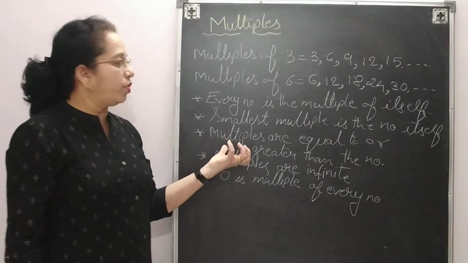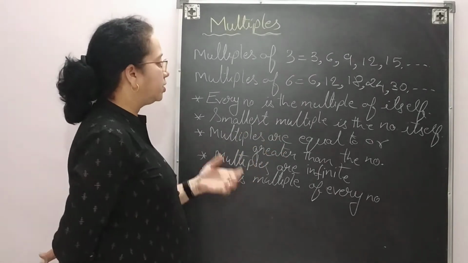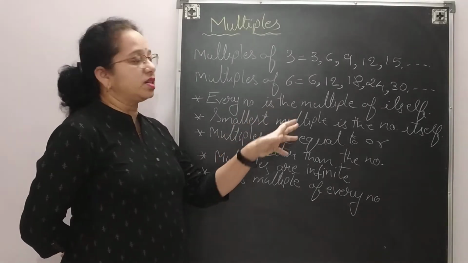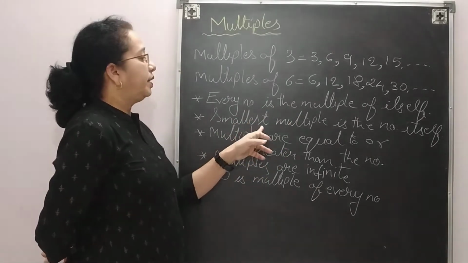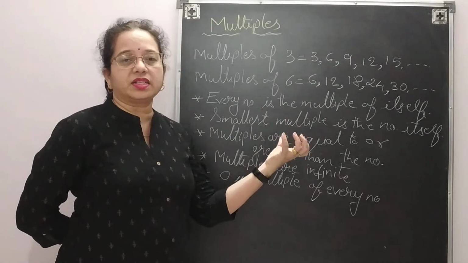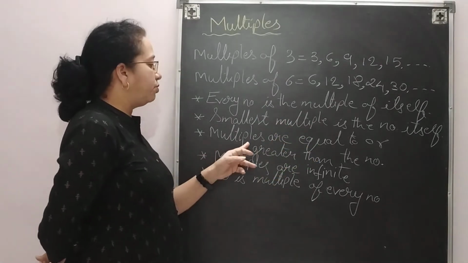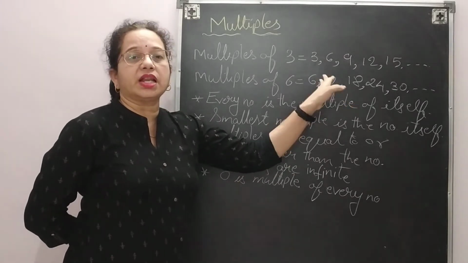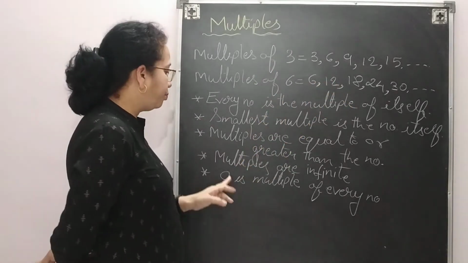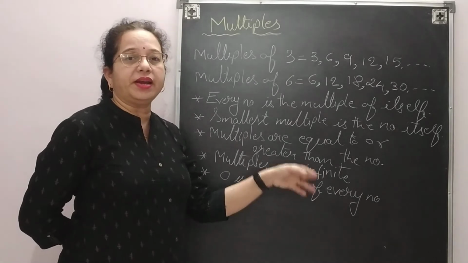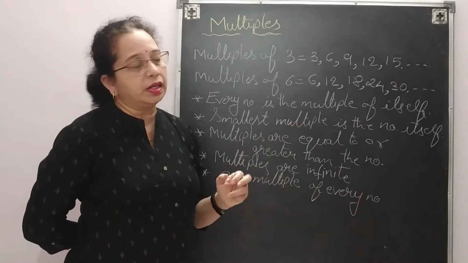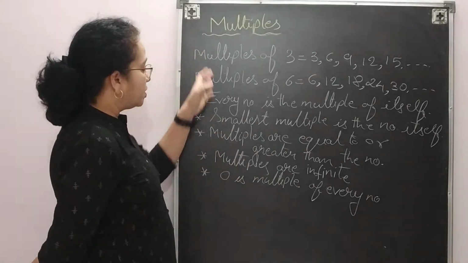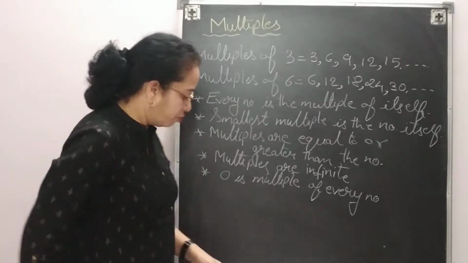Let me give a quick revision for factors. Factors, that was the greatest number of itself. Greatest number of the factor is the factor number itself. Here multiples are equal to or greater than, but the factors are equal to and smaller than. Multiples are infinite, but factors are finite. So this is the difference between multiples and factors. So this is all about the concept of multiples.